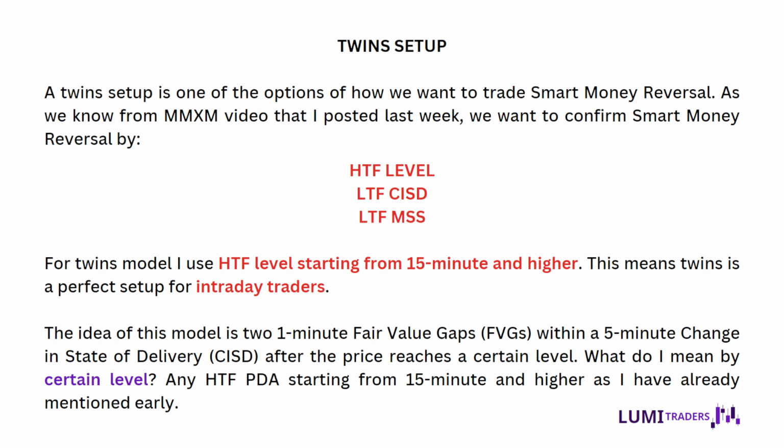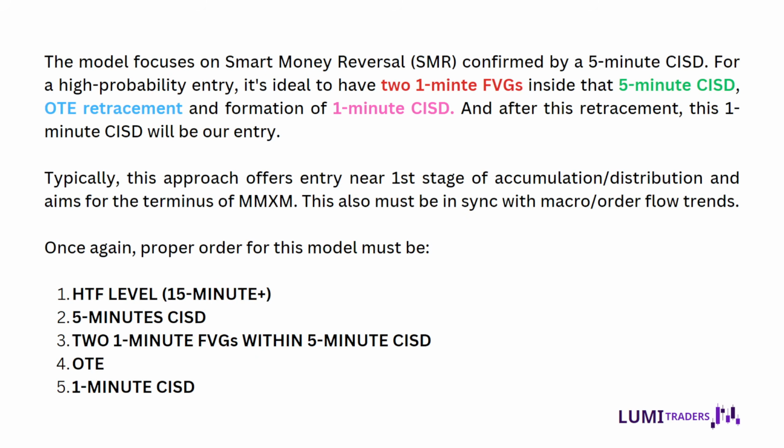The idea of this model is to have two 1-minute imbalances, two 1-minute fair value gaps within 5-minute change in the state of delivery range after price reaches a certain level. What do I mean by certain level? Any high time frame level that starts from 15 minutes and higher. I don't care about 5-minute PDRA, I don't care about 3, 2, 1-minute PDRA, I don't care about seconds PDRA. My PDRA high time frame level starts from 15 minutes and higher.